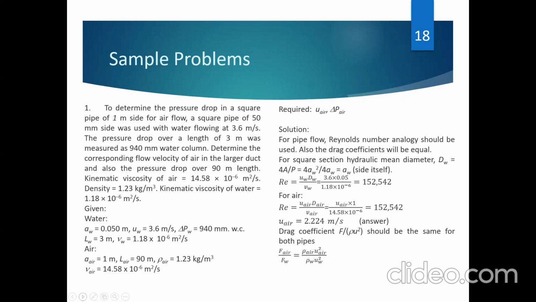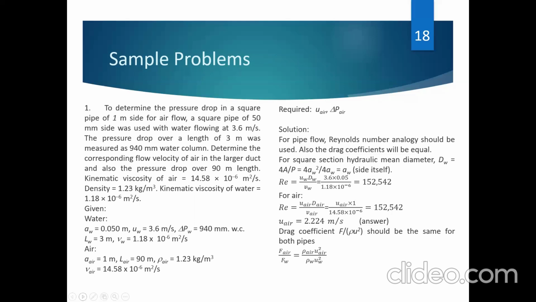Sa air naman, A sub air is 1 meter. L of air is 90 meters. Rho of air is 1.23 kilogram per cubic meter. So density of water, okay lang yun, andyan na yan. Sa given na yan, pwede na yan ang 1,000. Okay? So, V of air is 14.58 times 10⁻⁶ meters squared per second. So, ang wala dyan is yung velocity. Flow velocity of air. So, required flow velocity of air and the pressure drop pala.